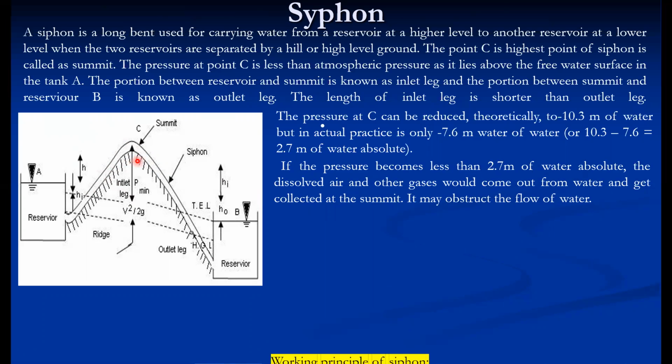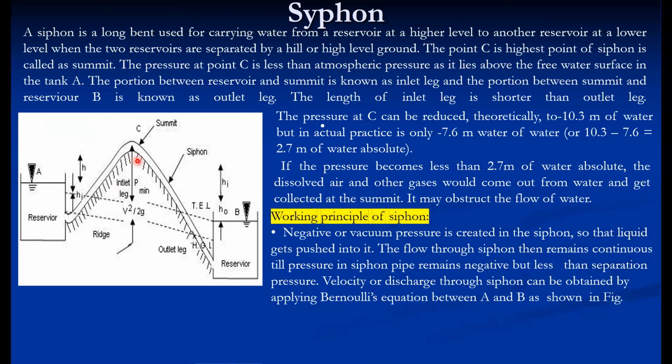As far as the working of this siphon is concerned, a negative or vacuum pressure is created here, so that the liquid gets pushed into it, because fluid always flows from high pressure to low pressure. Because of this negative pressure, the liquid moves from high pressure to low pressure, and here, due to gravity, it falls down. So the pressure difference is responsible for getting the water here, and then the gravity force is responsible for the velocity or discharge.